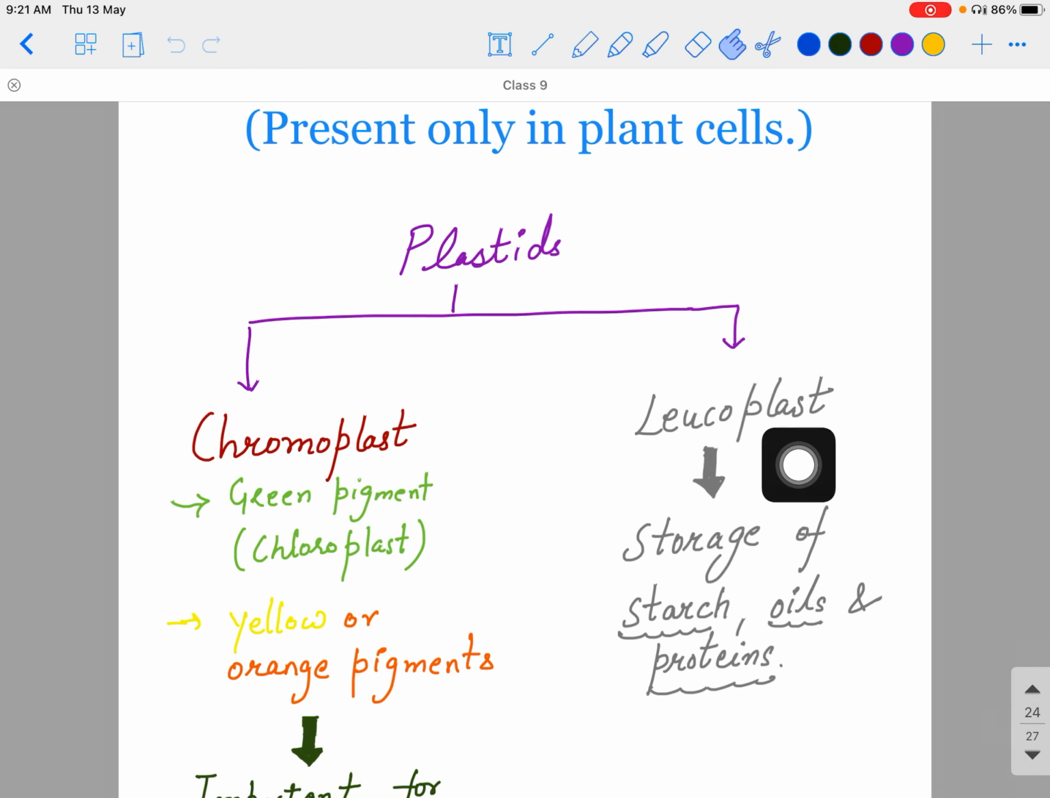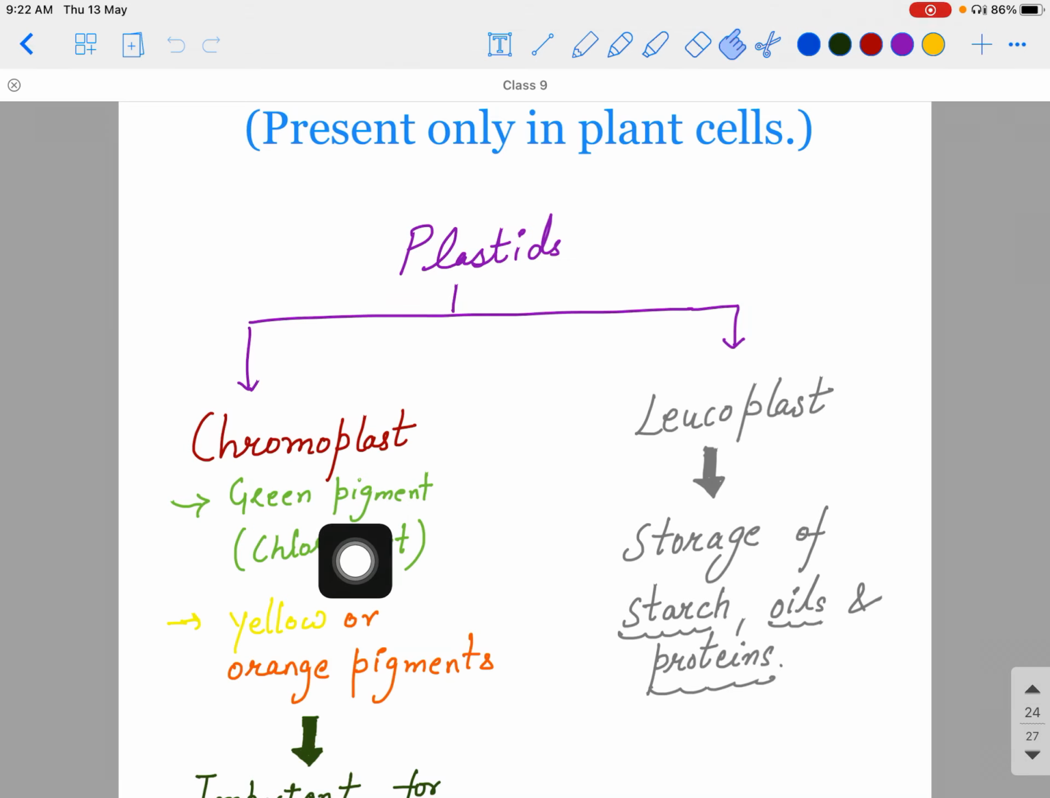Now the second category of plastid is called leucoplast, and they are colorless in nature. That means they do not have any colored pigments. So what is their function? Their function is to store starch, oils and proteins. So they will store the food for the cell.